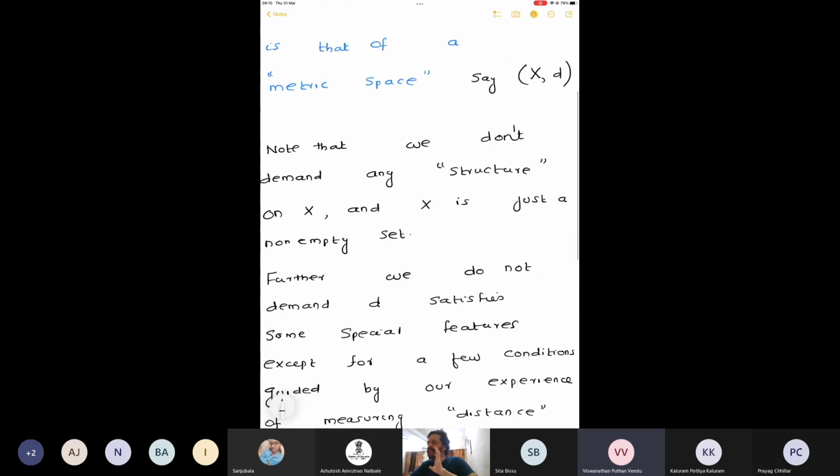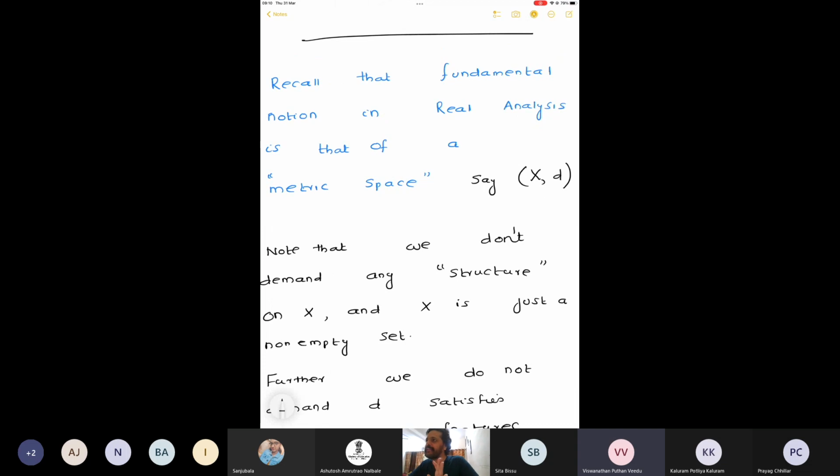So I repeat, the fundamental building block for real analysis is a metric space. While talking about a metric space, it should immediately come to your mind that it is a pair (X, d), and there is no requirement on X except that it is a non-empty set. There are a few requirements on d, but apart from that, no additional feature is imposed on d. Nothing like d should come in a particular way. d is a function satisfying certain conditions. That's it. That is on one hand.